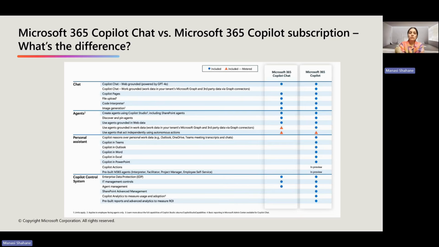Of course, the free version will search information from the web. It will not be using your organizational data. In case you want to use your organizational data and use other benefits of the Copilot Chat, then of course you have to use the licensed version of the Copilot Chat. So these are the main differences between the two.